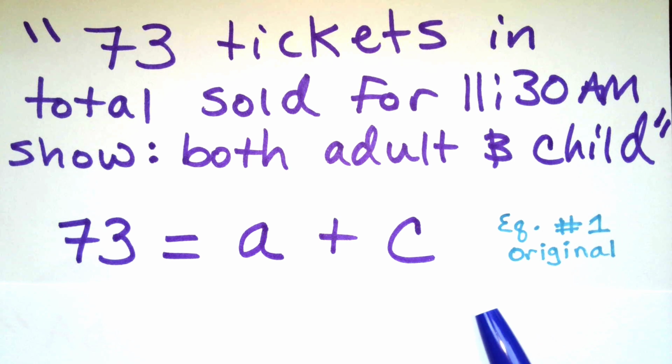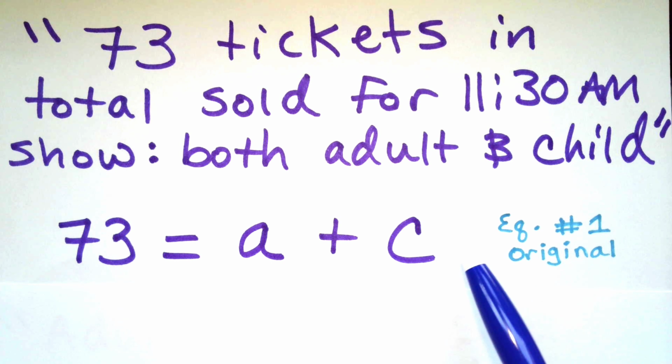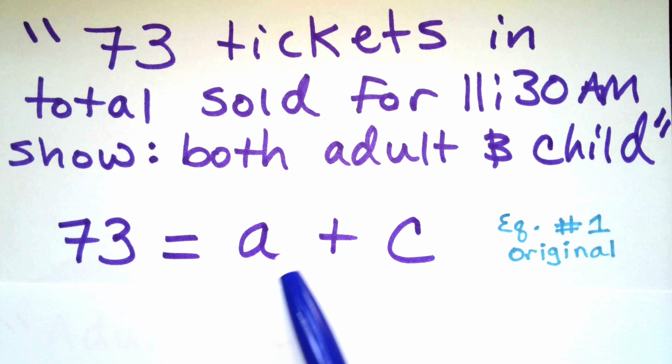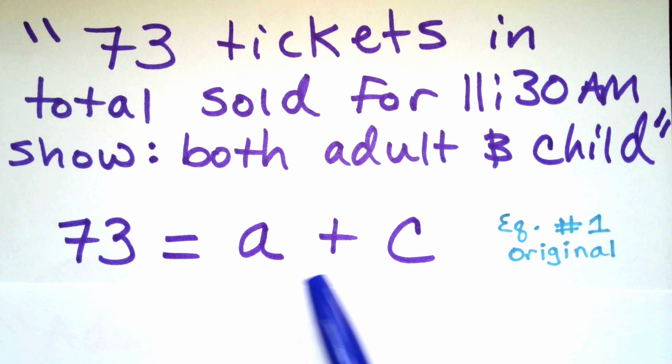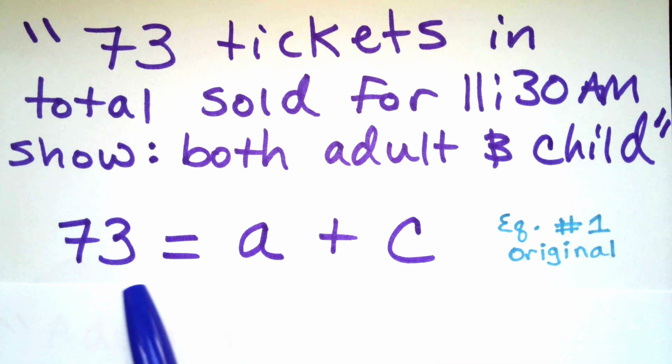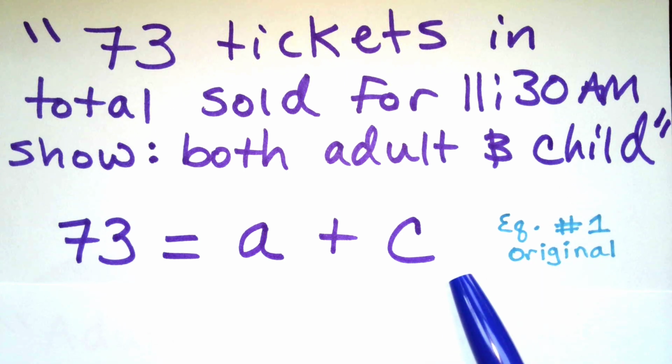Remember, in system of equations, I've created a ton of videos on system of equations. Check out my Red App playlist. I have 38 or 36 videos uploaded explaining step by step how to set these up. And the most important part is to organize. You got to stay organized, right? So again, adult tickets A plus child tickets C, total adult and children tickets sold were 73 total tickets. Hey, that's our original equation number 1.